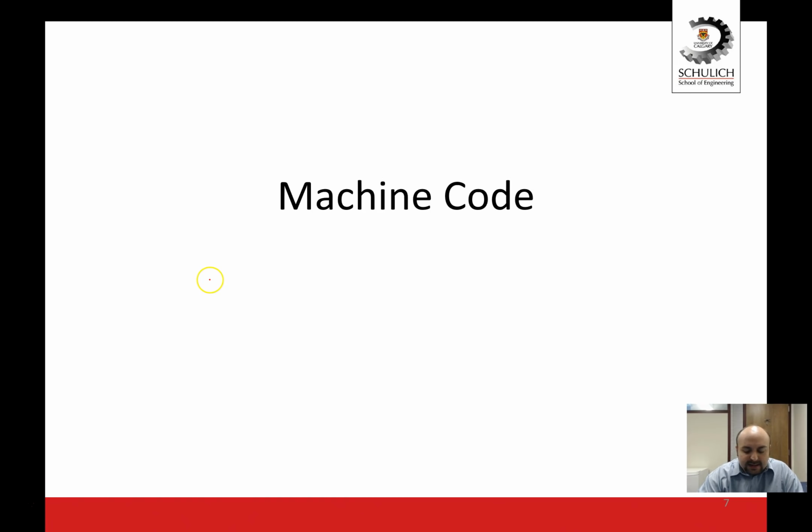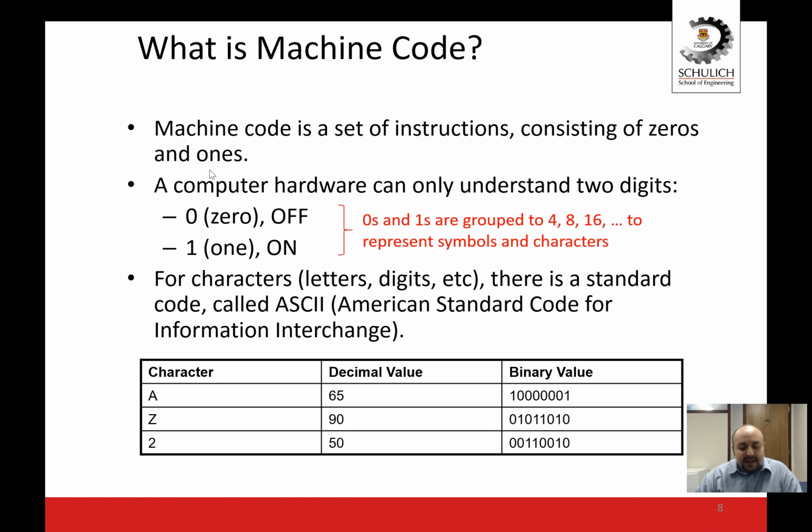Machine code is a set of instructions consisting of zeros and ones, where 0 denotes the off signal and 1 denotes the on signal. We use a standard called the American Standard Code for Information Interchange, and it's called the ASCII standard.